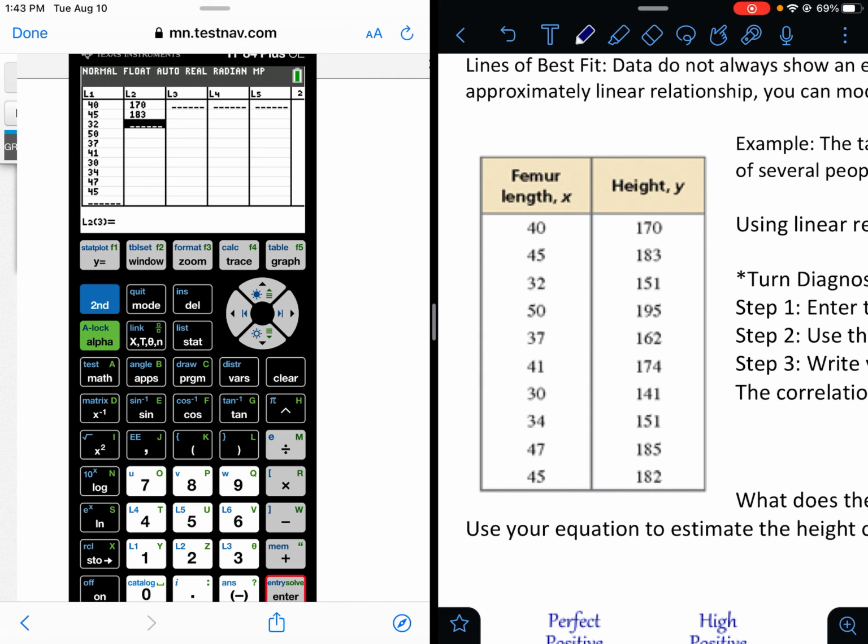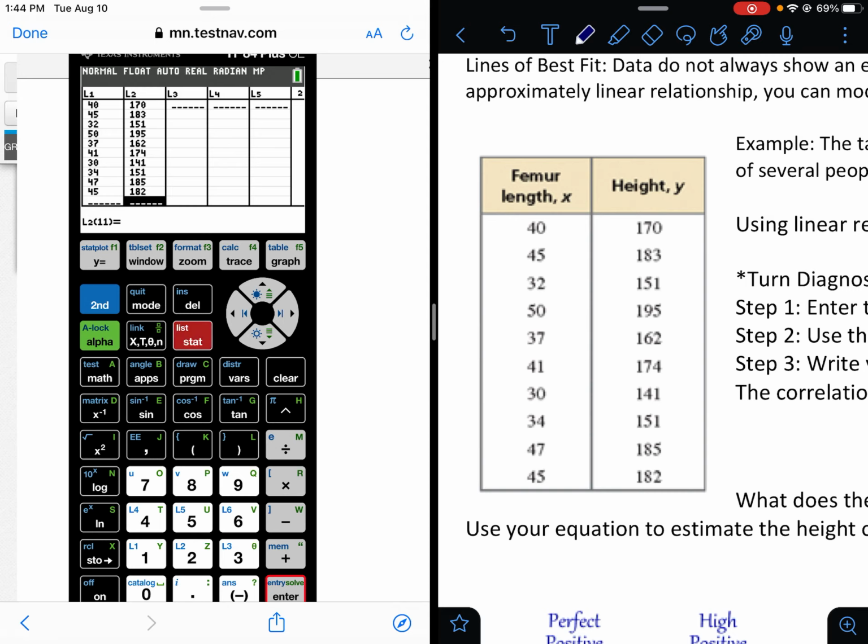170, 183, 151, 95, 162, 174, 141, 151, 185, and they do match up. Okay, now we could do the same process.